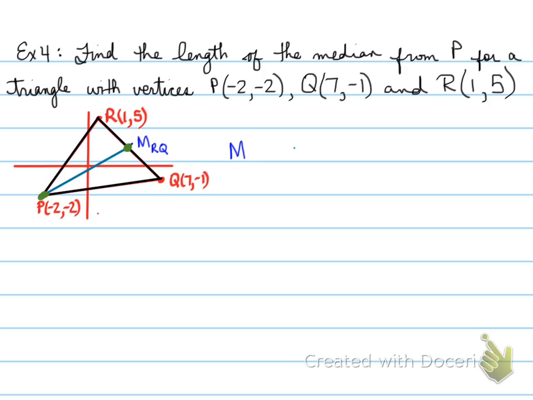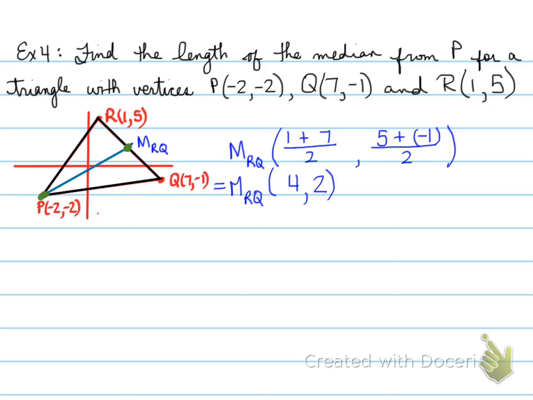So we need these coordinates. We have P, but we definitely need the coordinates for M in order to find the length of this median. So let's find the midpoint of QR. Now how do we do that again? Reminder, you take the coordinates for R, which is 1 and 5. Separate the X and the Y. Q is 7, -1. Separate them, add them together, and divide by, you got it, 2. So the midpoint of QR is 4, 2.